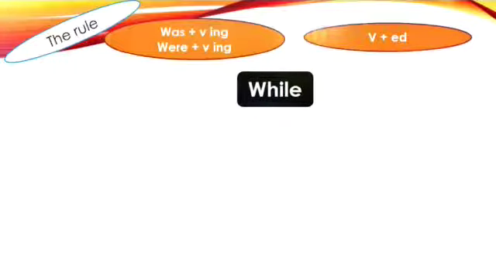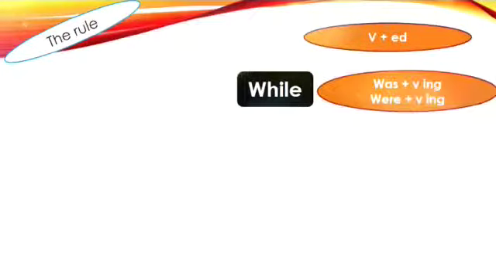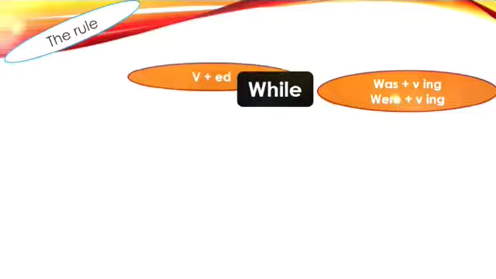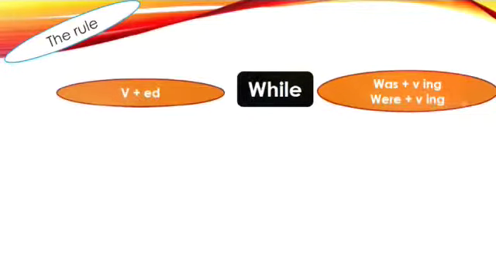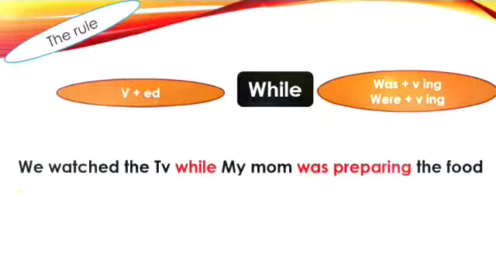The grammatical rule that we'll discuss now is using the conjunction while. In fact, while is preceded by the verb plus ed and followed by the past continuous. Here is the form. First of all, while can be followed by was, were and the verb plus ing, and we call this tense the past continuous tense, and it is preceded by the verb plus ed or the second form of the verb, and we call this tense the past simple tense. Here is the example: we watched the TV while my mom was preparing the food.